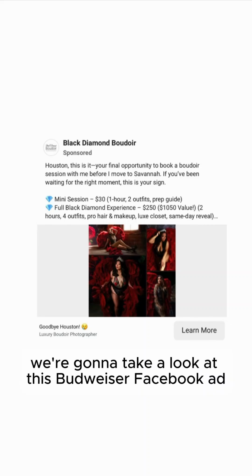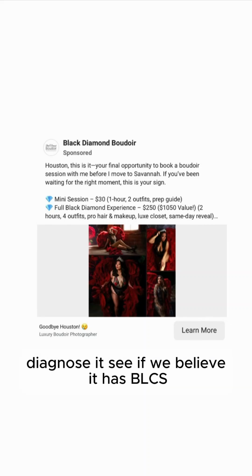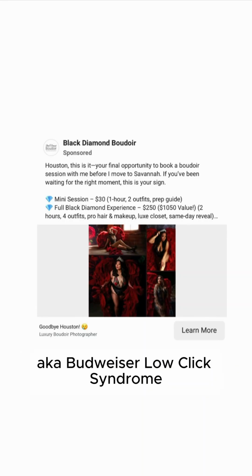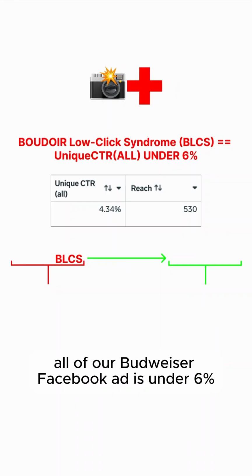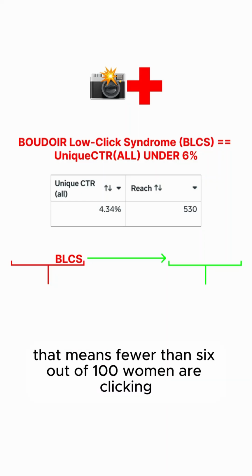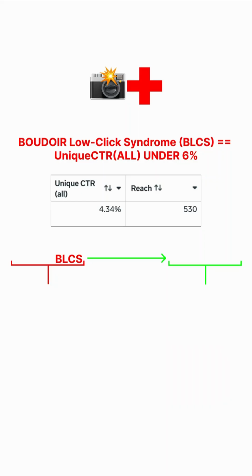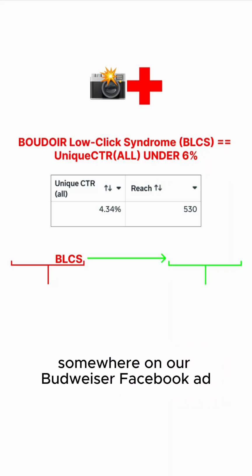All right, y'all, we're going to take a look at this Boudoir Facebook ad, diagnose it, see if we believe it has BLCS, aka Boudoir low click syndrome. So, Boudoir low click syndrome, aka BLCS, is when the unique CTR on our Boudoir Facebook ad is under 6%. That means fewer than 6 out of 100 women are clicking somewhere on our Boudoir Facebook ad.